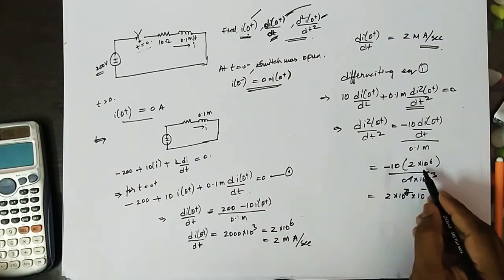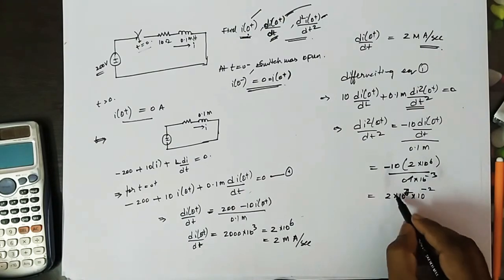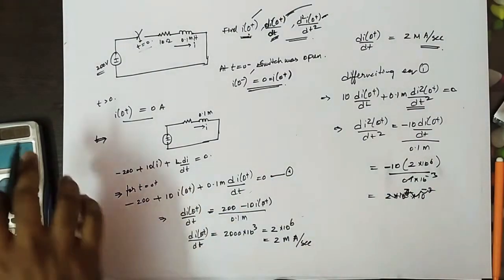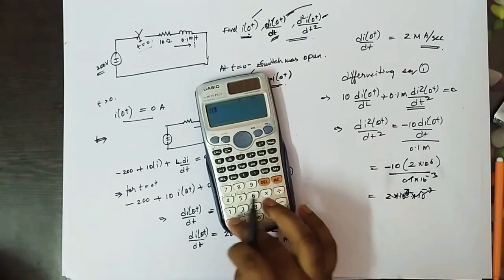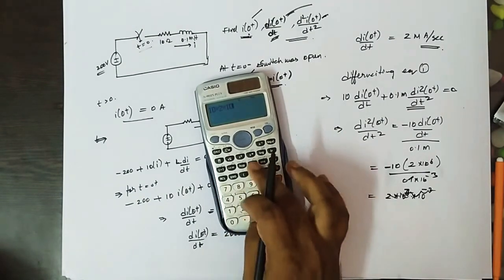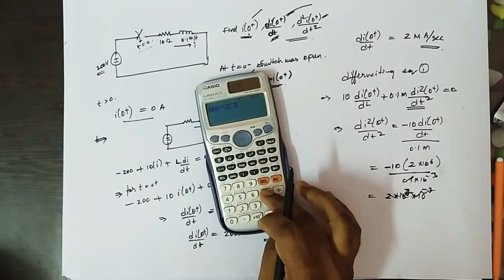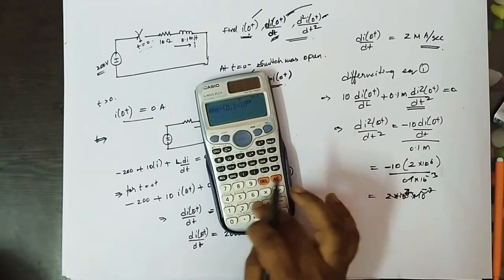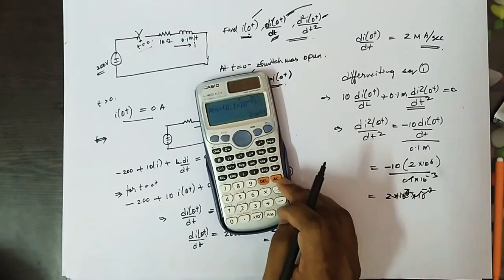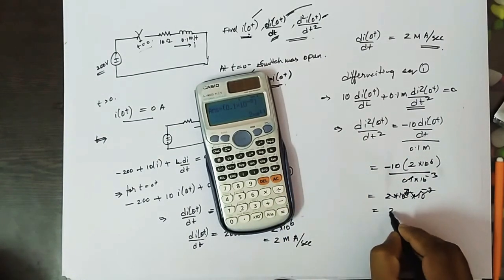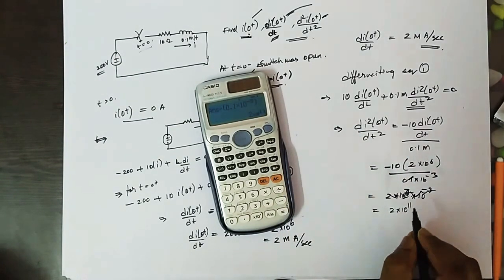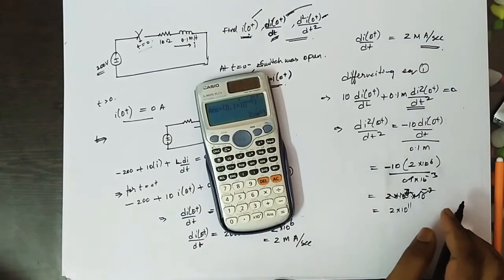So 2 into 10 power 6. If you solve directly, you can get that divided by 0.1 into 10 power minus 3. So that will become 2 into 10 power 11. Okay, 2 into 10 power 11.